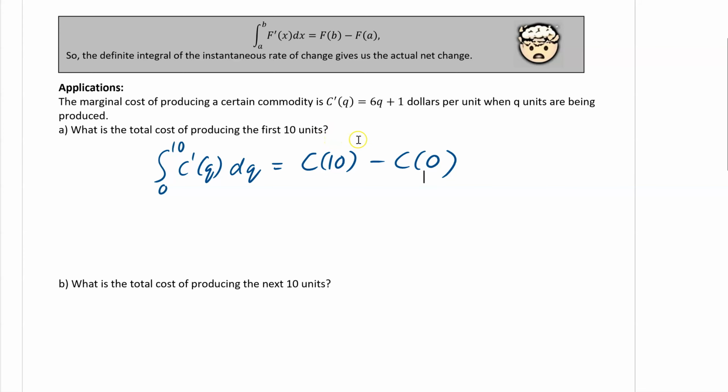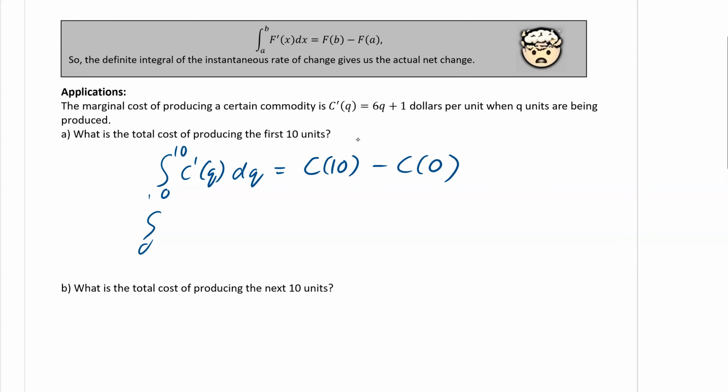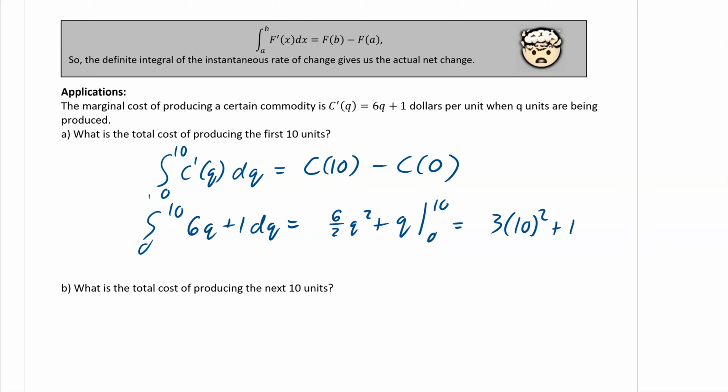So let's try and do it. We have the integral from 0 to 10 of 6Q plus 1 dQ. So this would be 6 over 2 Q squared plus Q, and then we plug in 10 and 0. So what does this give us? That would be 3 times 10 squared plus 10, and then minus, they're both Q, so they're both going to give us 0. So there's no reason to subtract that. So this gives us $310.